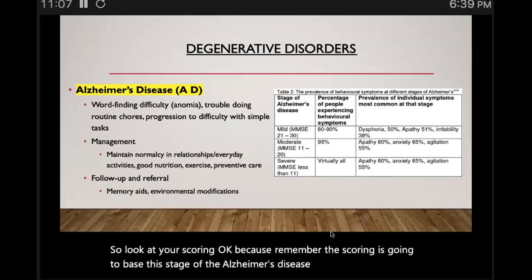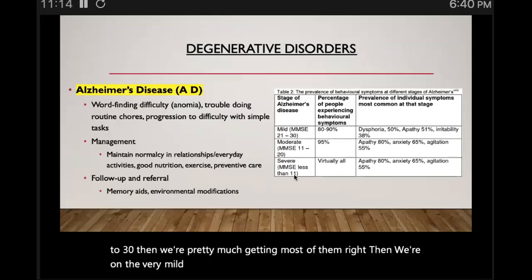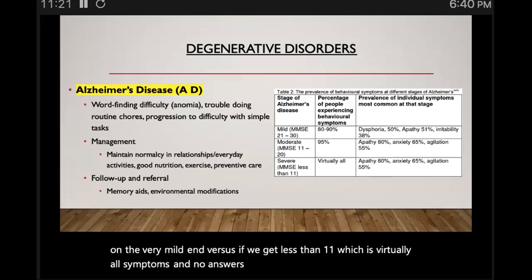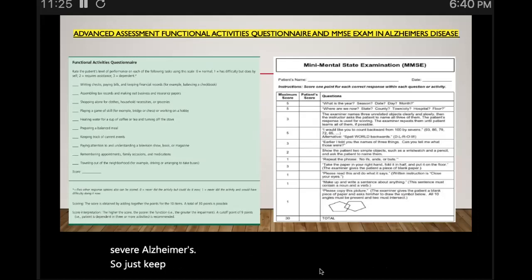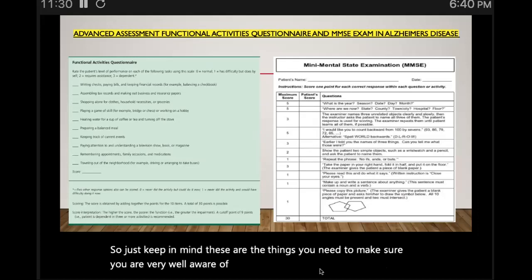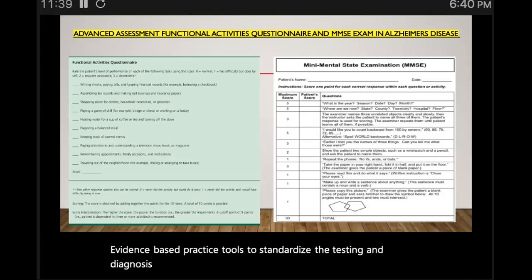So if our score is 21 to 30, then we're pretty much getting most of them right, then we're on the very mild end. Versus if we get less than 11, which is virtually all symptoms and no answers correct, basically they have severe Alzheimer's. So just keep in mind, these are the things you need to make sure you are very well aware of that exist, that are utilized as evidence-based practice tools to standardize the testing and diagnosis of AD, okay?